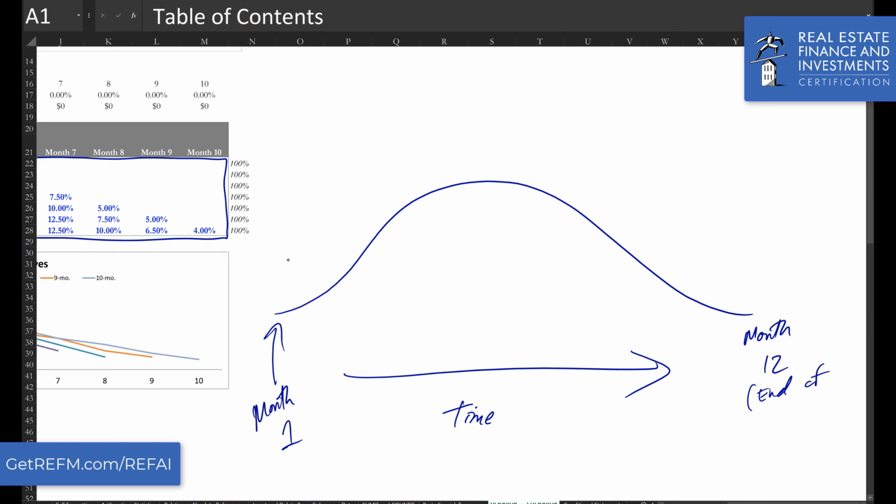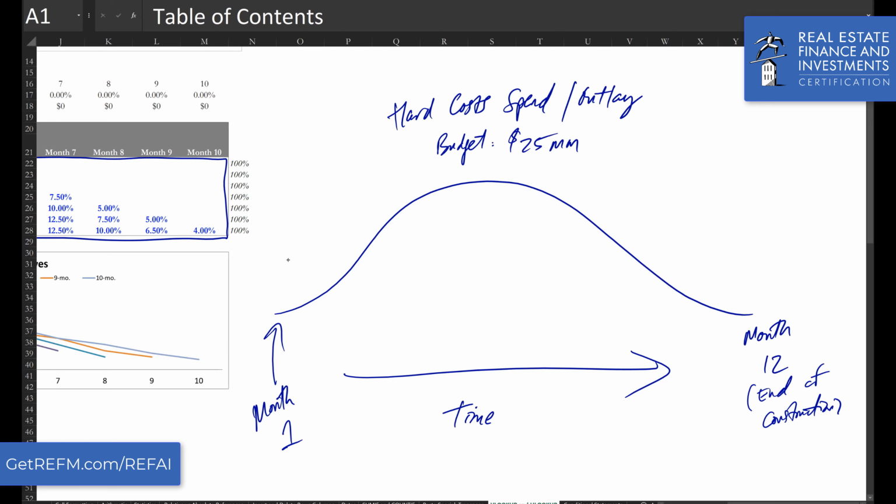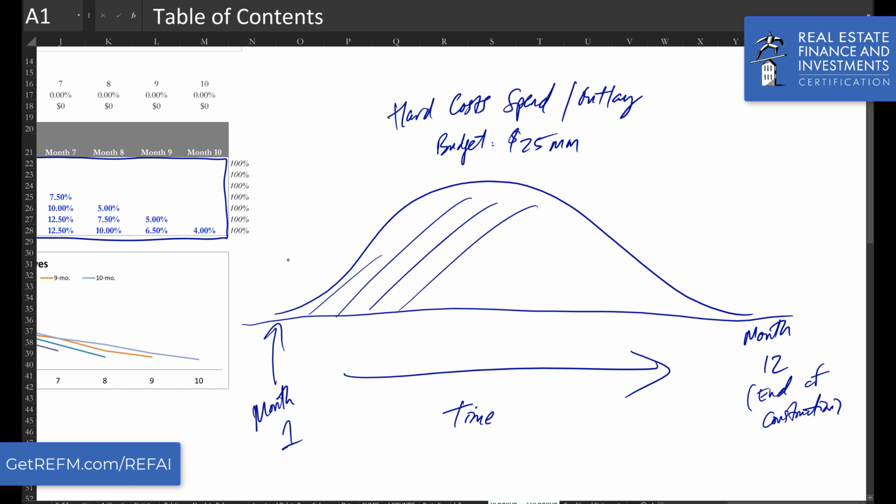So what is happening here at month 1 in terms of construction hard costs? So this is hard costs spend or outlay. Right? We have a static budget. The budget is a total of, let's say, 25 million. But the area under this curve, the full area under the curve, is what totals to 25 million. And so in each month along the way, right, we're spending some portion of that 25 million.